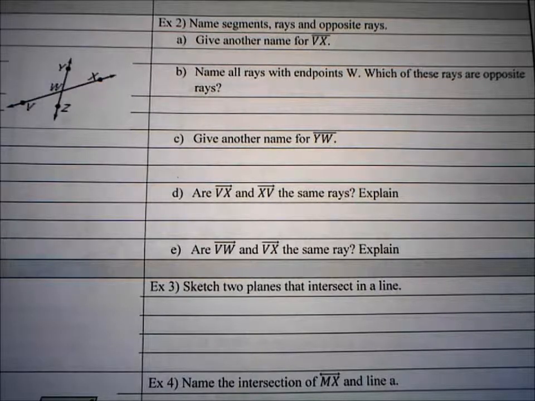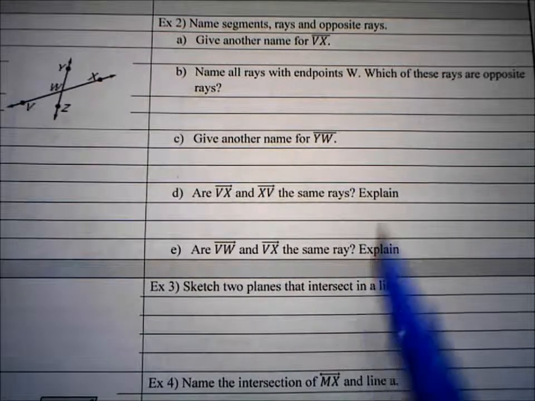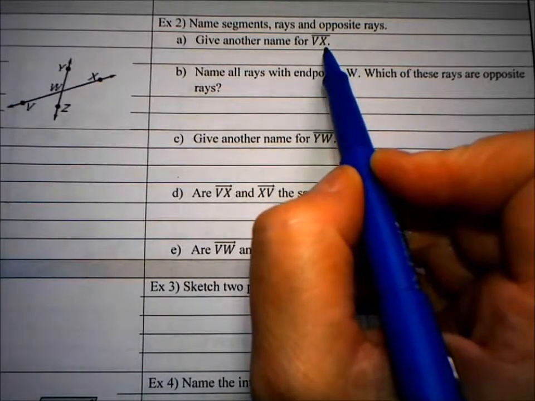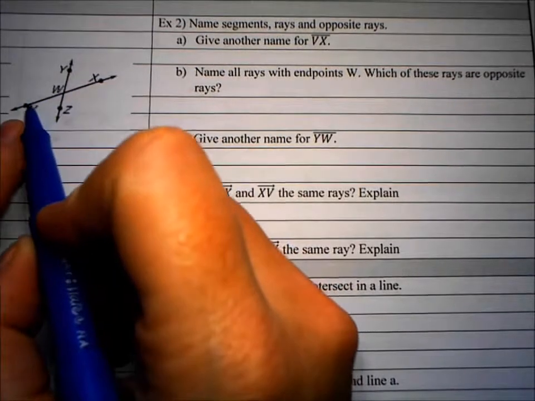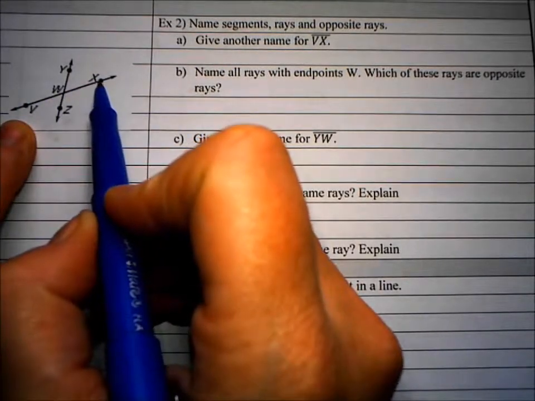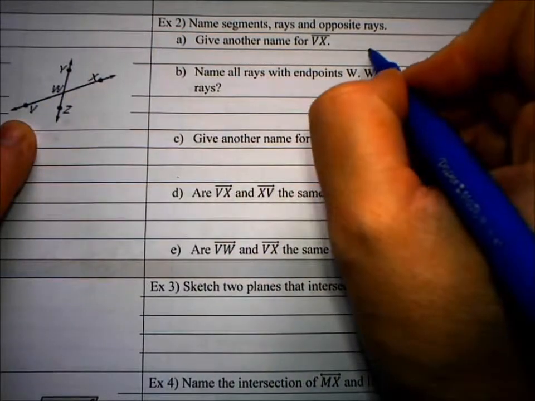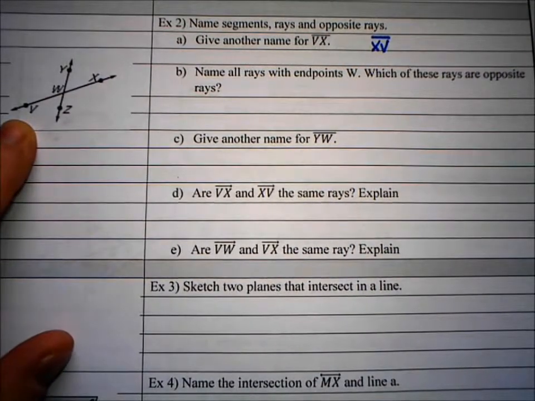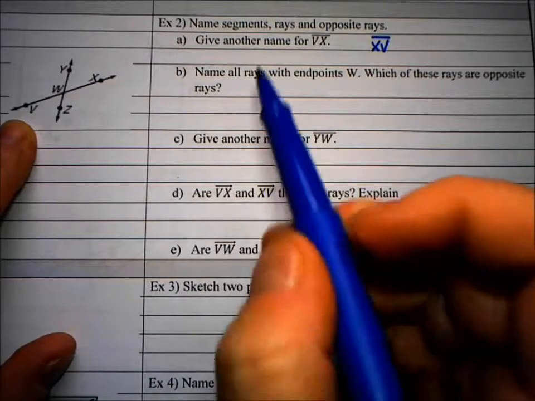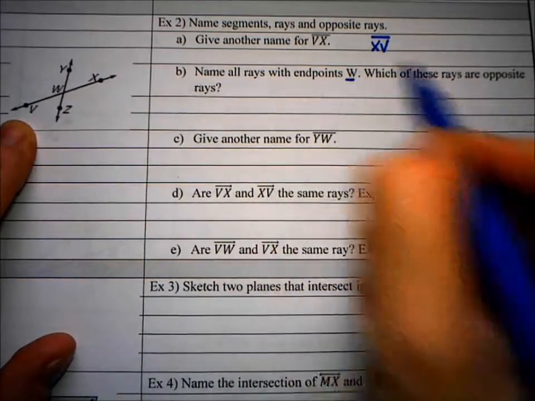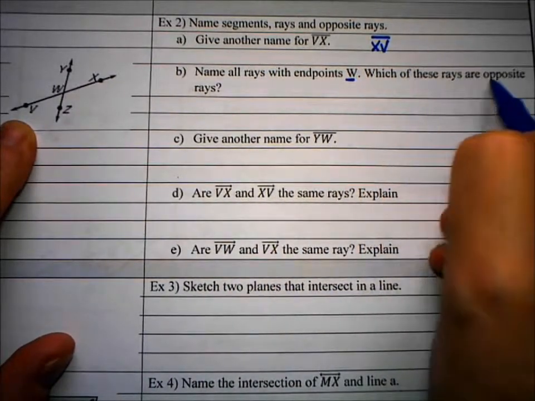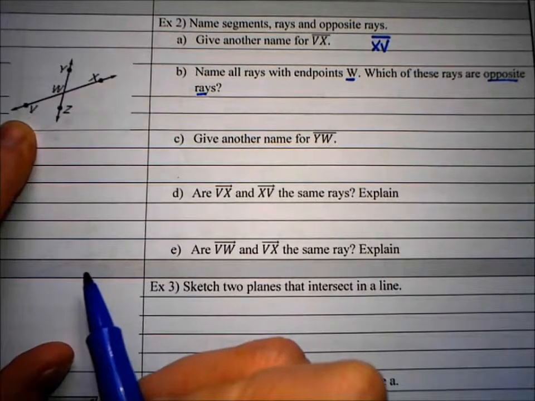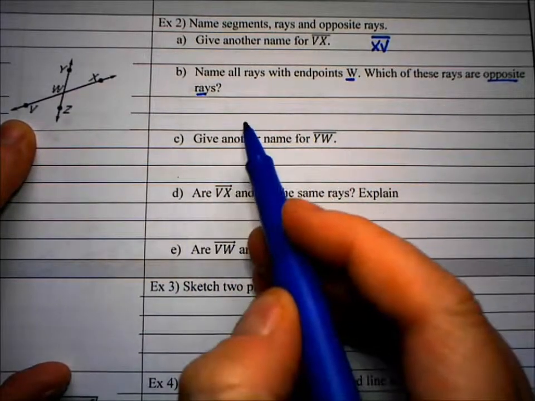Okay, on example 2 it says name segments, rays, and opposite rays. On A it says give another name for segment VX. So to say another name for segment VX would be, say it backwards, so that would be XV with just a line over it. On B it says name all rays with endpoint W, and then it wants you to specify which ones are opposite rays. Remember, opposite rays go in opposite directions.